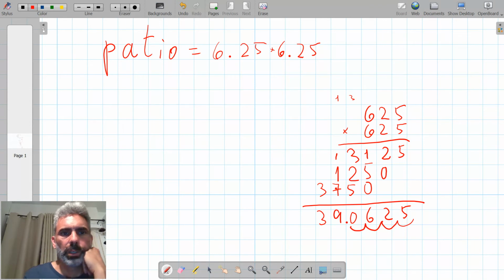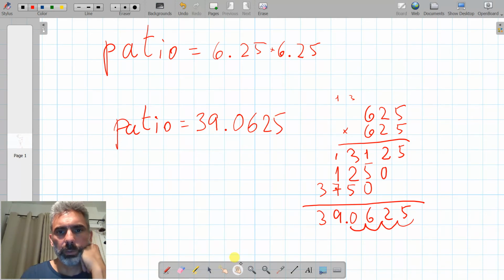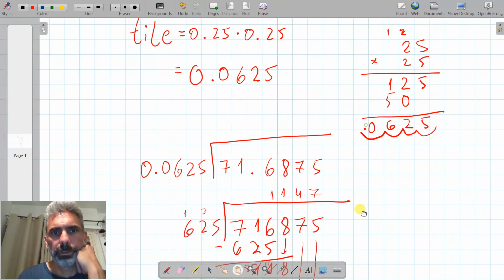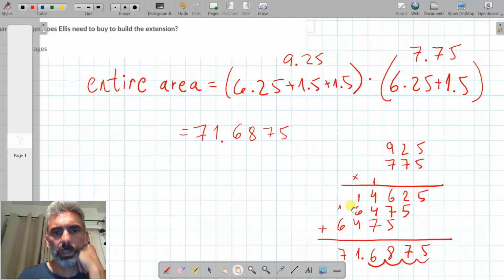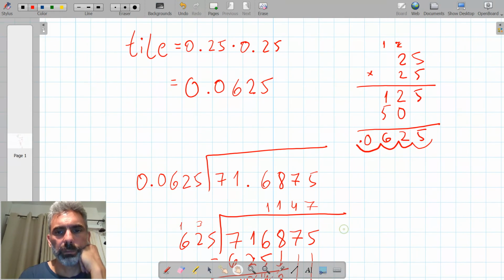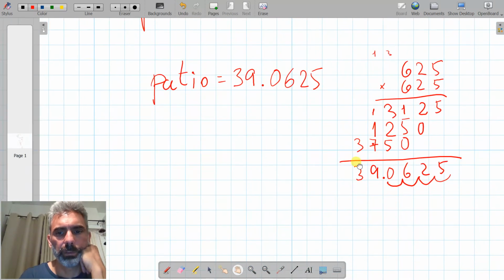decimal points. So the patio area is 39.0625. So the entire area is 716875.